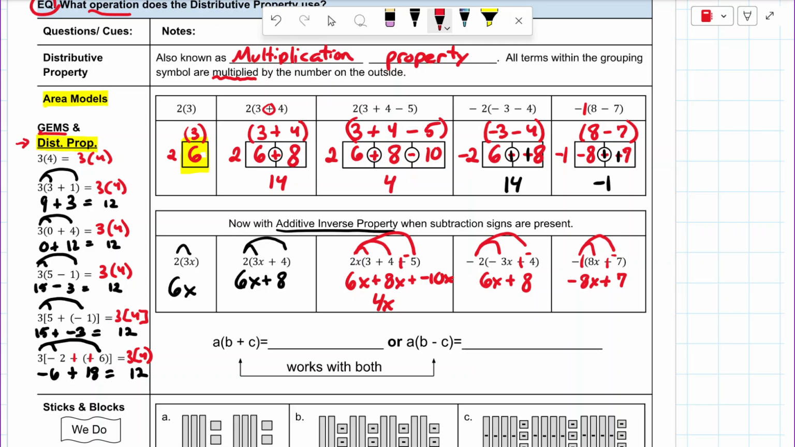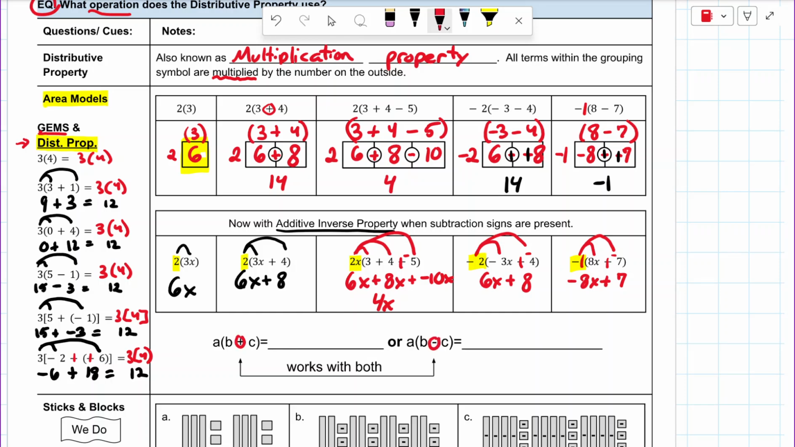Okay, so we have two models here. We have the area model up on top with the boxes and the circles for the signs, or some might call this rainbows or arches, so that you're multiplying the number on the outside by everything inside the grouping sign. All right, well, what did we learn? We learned that the distributive property works with both addition inside and subtraction.